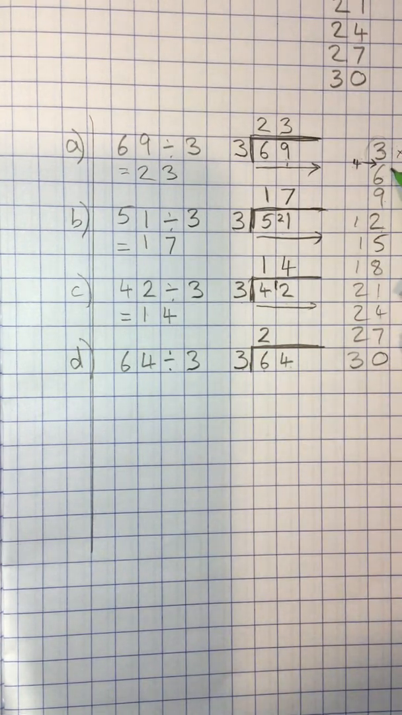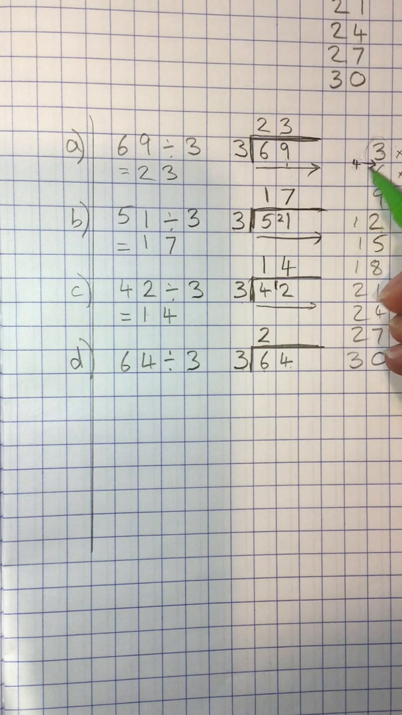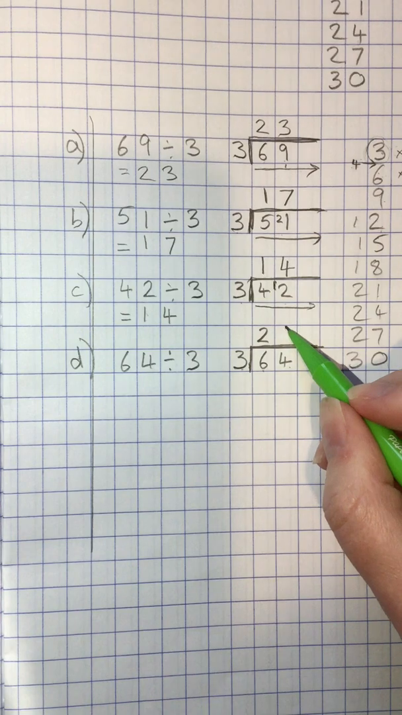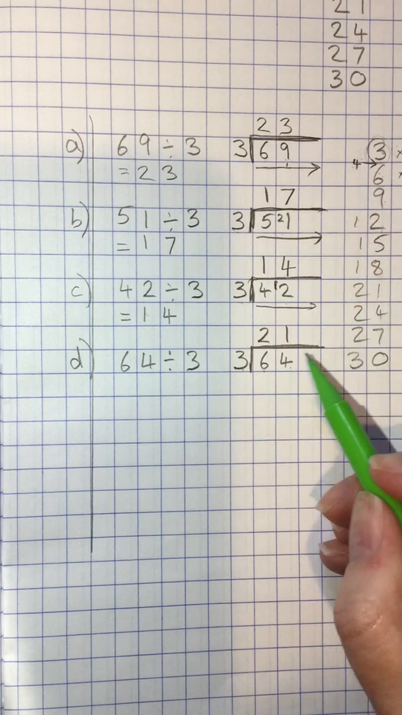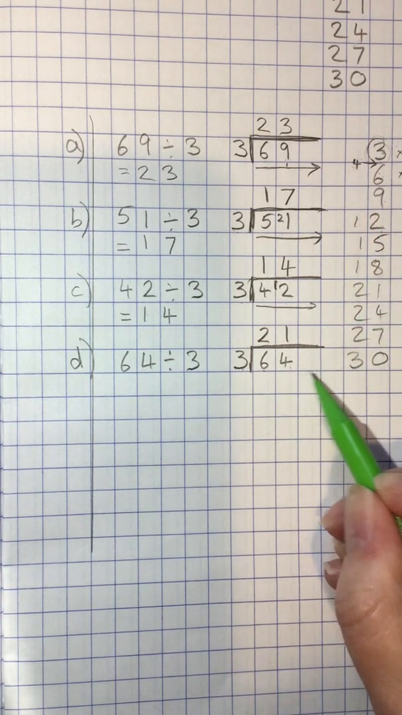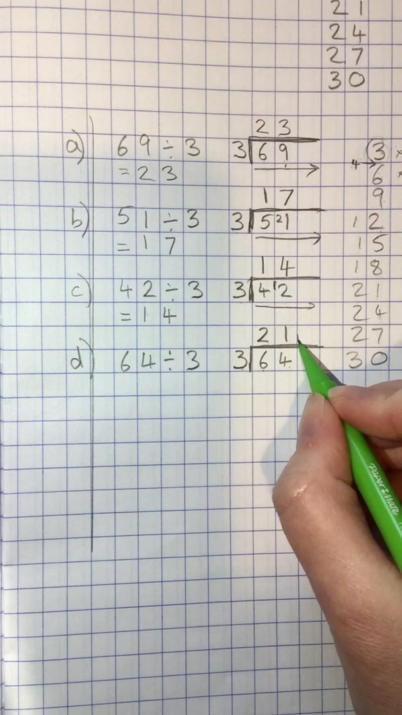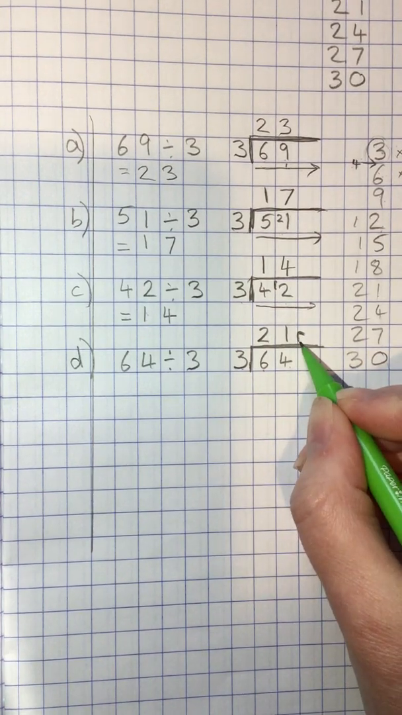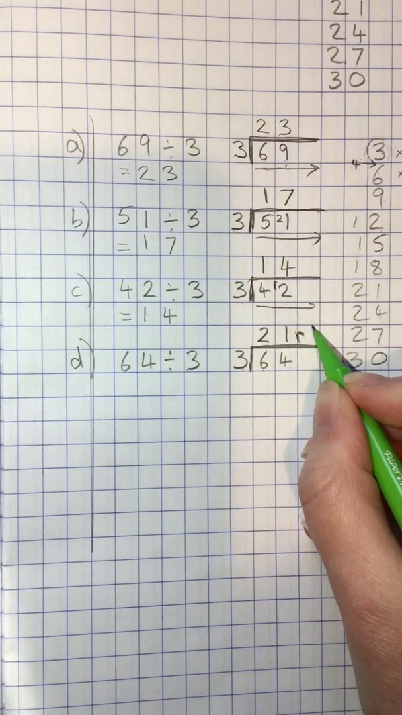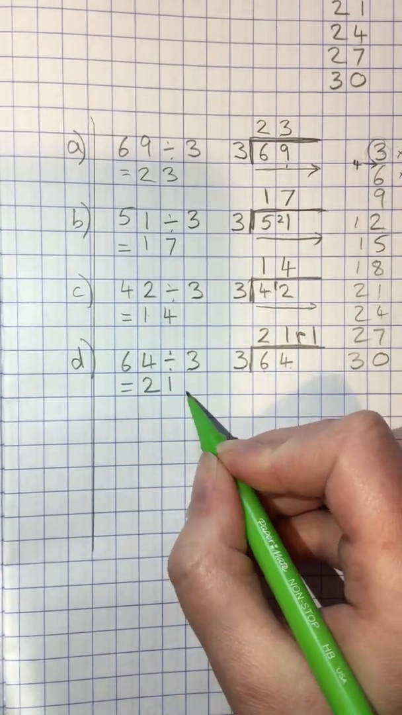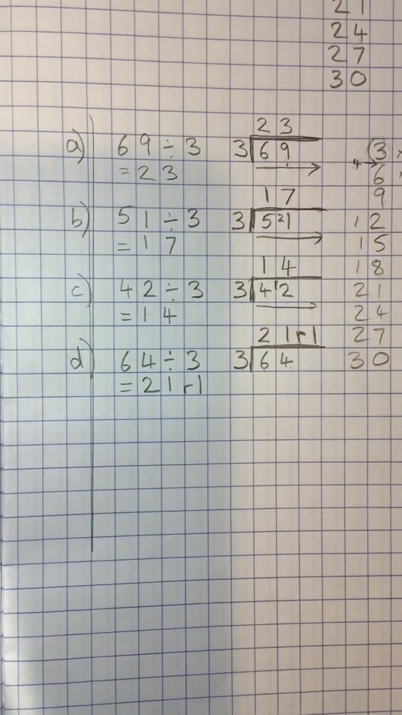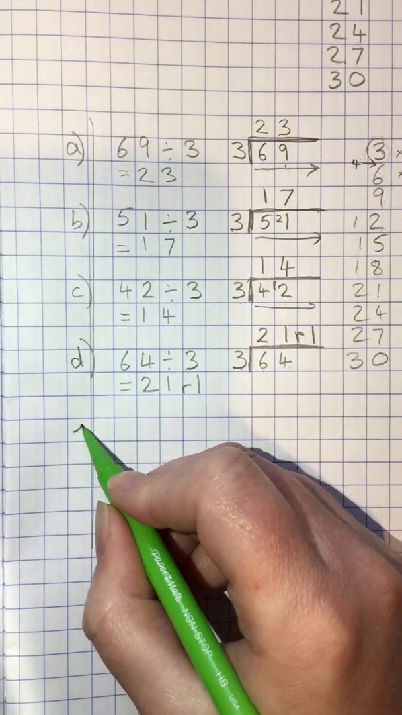Well, I already know 4 is not in the 3 times table. It comes between 3 and 6. So there's one whole group of 3. And then I've got one remaining of this 4. I've used 3 of the 4. I've got 1 left. But I haven't got any more digits to carry it over. So I'm going to say remainder, and I write an R to stand for remainder, remainder 1. 64 divided by 3 is 21, remainder 1. Let's try one more.